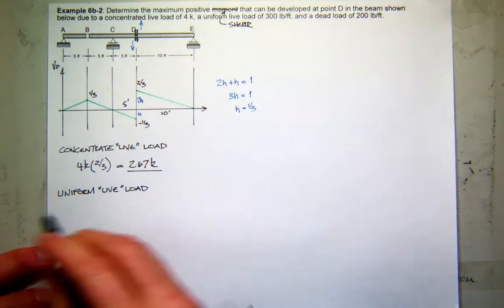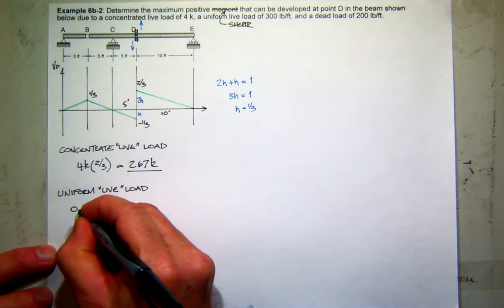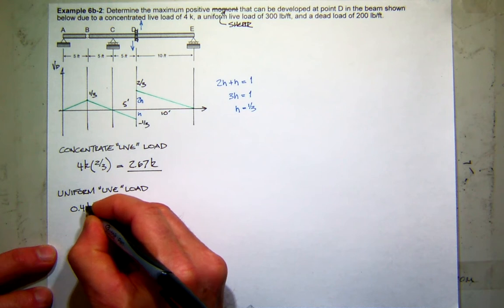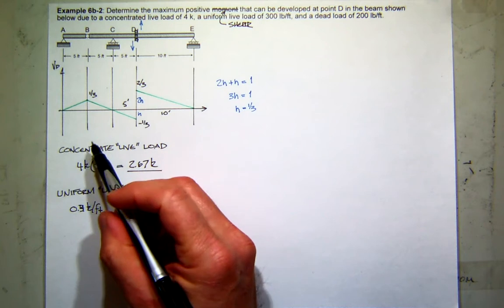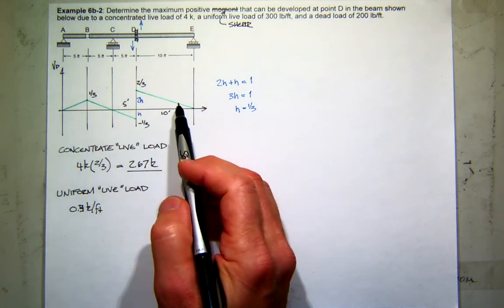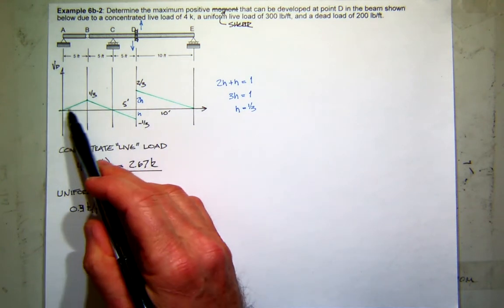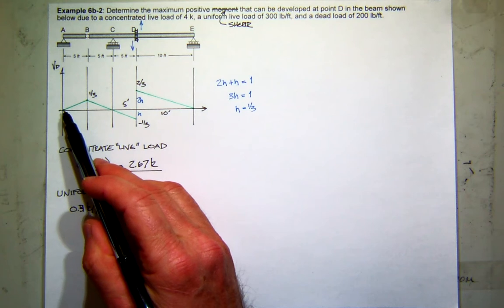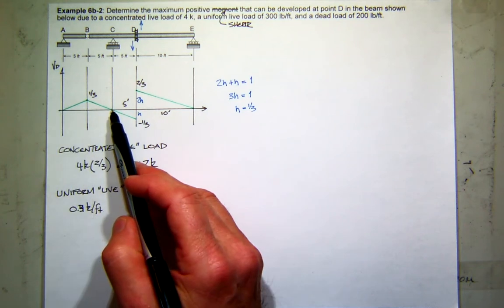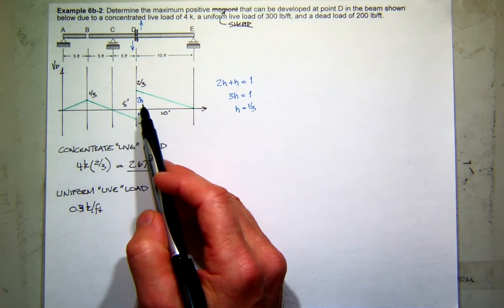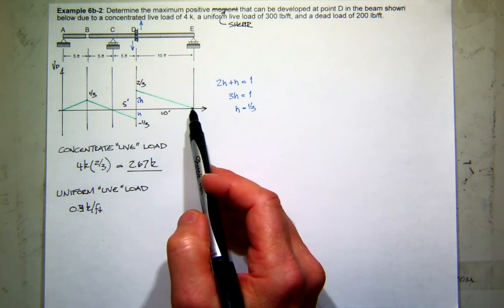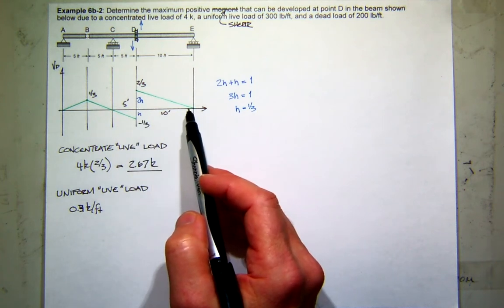It's 300 pounds per foot, so that's 0.3 kips per foot. Now, I need to put that over all the positive areas. So that would be over this area, which is up from A to C, not from C to D because it's negative. But then I pick it back up and go from D to E. So I take care of all the positive areas.